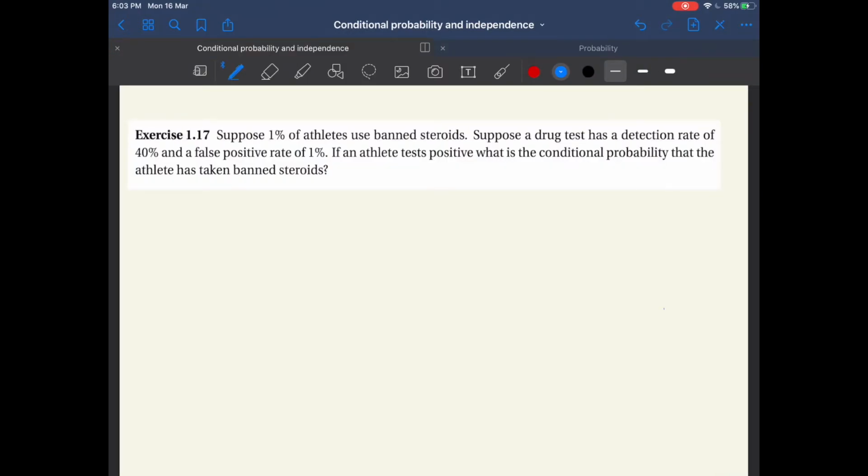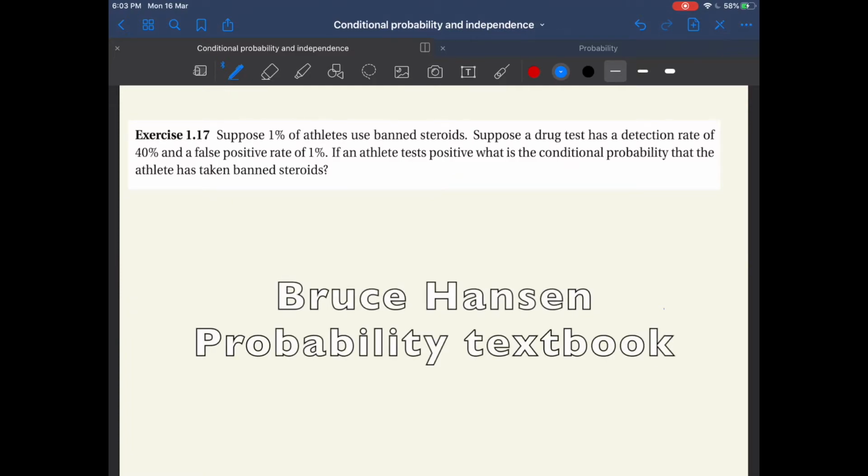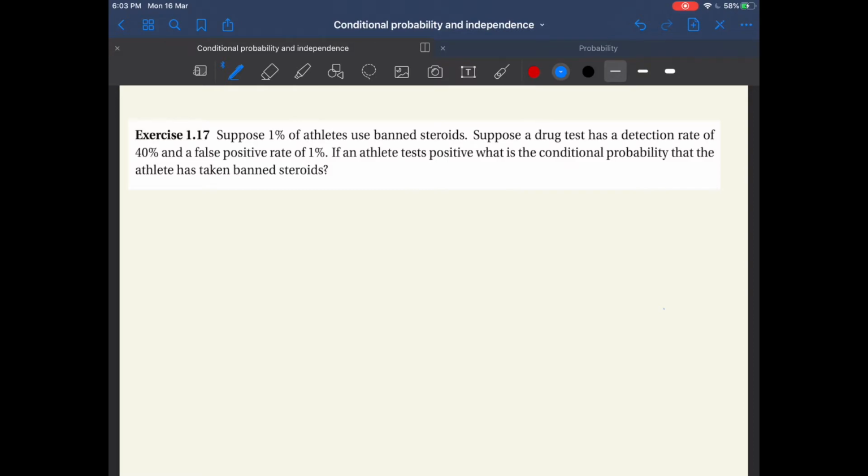So now let's use Bayes' theorem to solve some real problems. Well, let's look at this problem quoted from Bruce Hansen's probability textbook. Suppose 1% of the athletes use banned steroids, and suppose a drug test has a detection rate of 40% and a false positive rate of 1%. If an athlete tests positive, what is the conditional probability that the athlete has taken banned steroids?